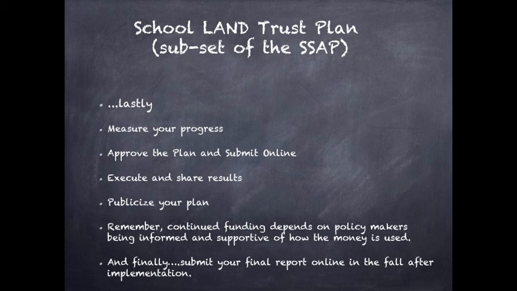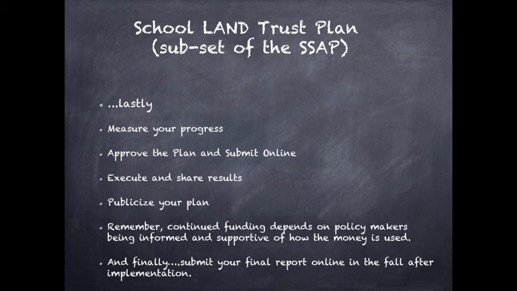Lastly, you always need to be able to measure your progress. It's important as you go throughout the school year and in all of your meetings that you take some time and review how your goals are coming along. The plan gets approved in the fall and submitted online. Make sure you execute and share the results of how that's going. You need to publicize your plan.